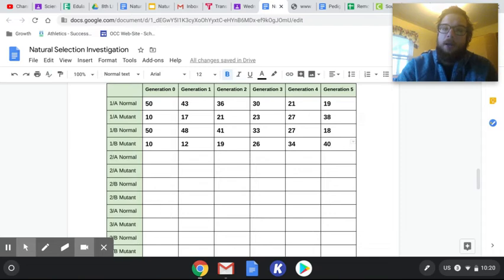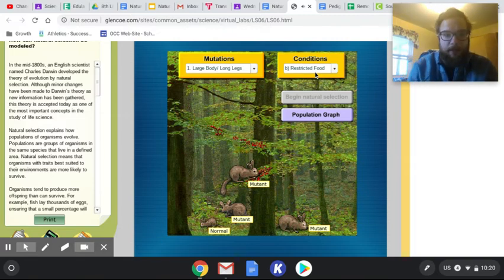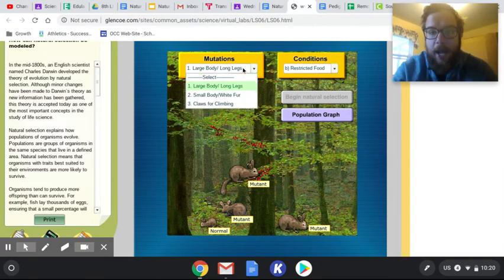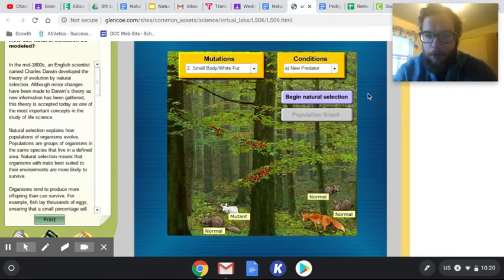Okay. Now, don't think automatically that all of these mutations and all of these environmental conditions are going to be good. Okay. As you go further on, small body, white fur, let's say new predator, watch what happens here. And I'm not going to go through the data. I just want to show you this. Here's our mutant. And then we've got some normals out here.